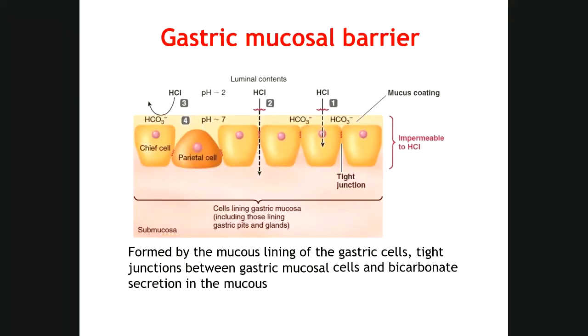So the protections come from the mucus, from the bicarbonate that will maintain an alkaline pH on the surface of the cell, preventing the breakdown or the digestion of living cells within the mucosa of the stomach. In addition, we have tight junctions between the cells that will prevent the penetration of the hydrochloric acid. So the bicarbonate, the mucus, and the tight junctions together will make the mucosal barrier. And this mucosal barrier is very important and crucial to prevent gastric ulcers.